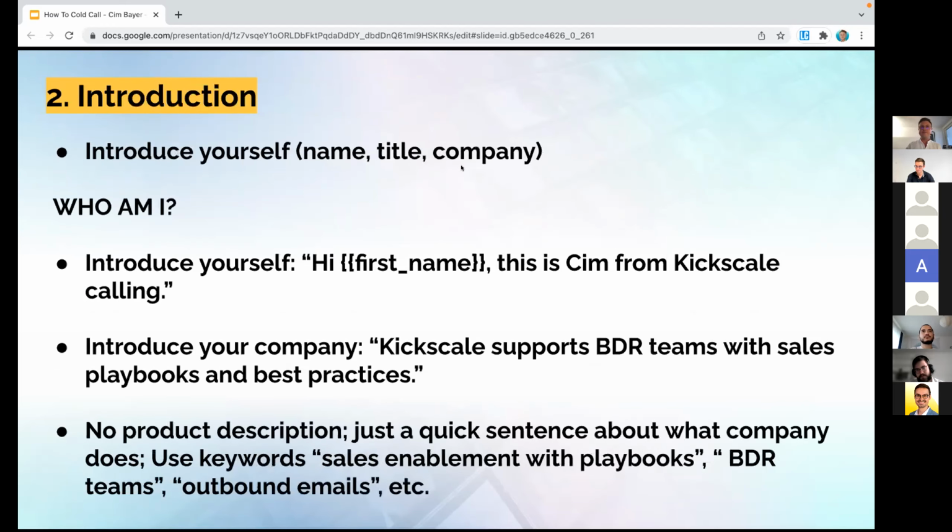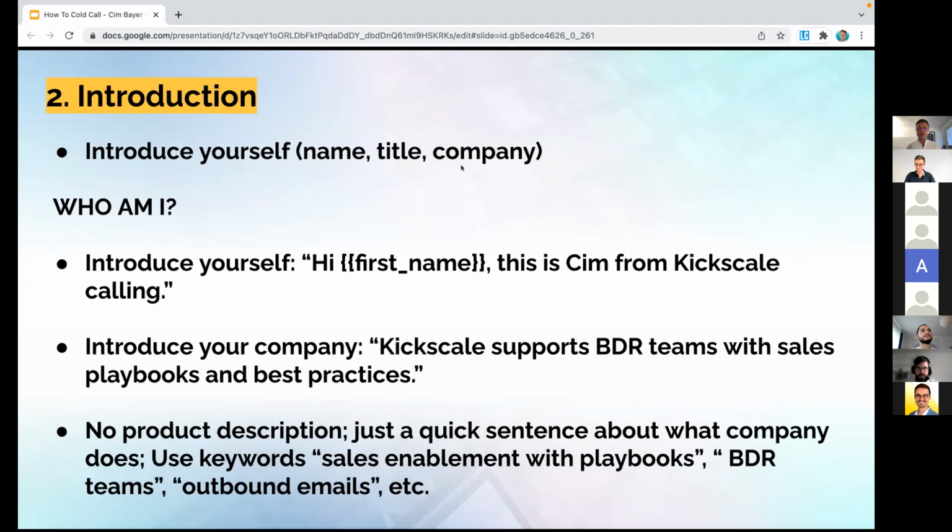So next thing, assuming that the receptionist transferred you to the prospect, then I always introduce myself in the first couple of sentences. So first question you want to answer is, who am I? So introduce yourself, say, hi Thomas, this is Kim from Kickscale calling. Introduce your company. Kickscale supports BDR teams with sales playbooks and best practices.